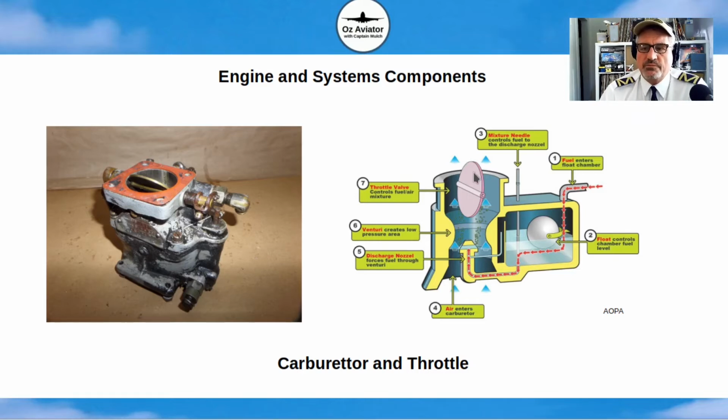The throttle valve, as we said, connected to your throttle lever. If the throttle valve is open, as shown here, it allows more air and fuel in, and the speed of the engine will increase. If you close that throttle valve, it allows less air and fuel mixture in, which will cause a decrease in engine RPM.